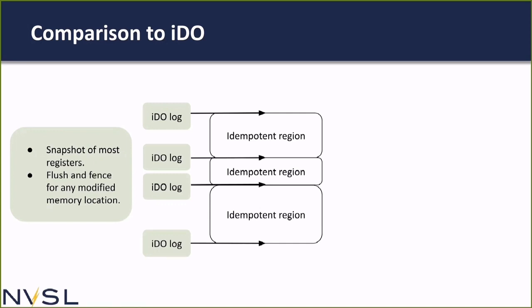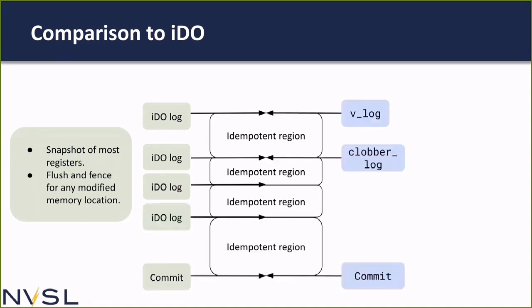IDO places the program stack in the persistent memory to avoid manually copying stack variables into persistent heap on transaction initialization, but it instead needs to track accesses to stack variables during transaction execution. The log entries at each boundary require a snapshot of most registers and flush and fences for any modified memory locations. Because of this logging strategy, IDO persists more data at the boundary of idempotent regions compared to Clobber NVM. The strategy generally also incurs more logging costs than Clobber NVM's logging of Clobber writes.